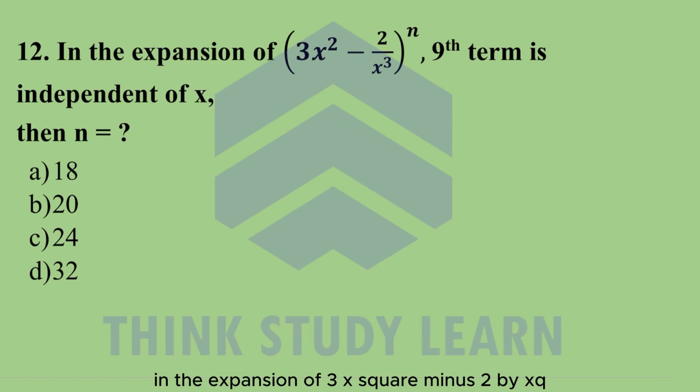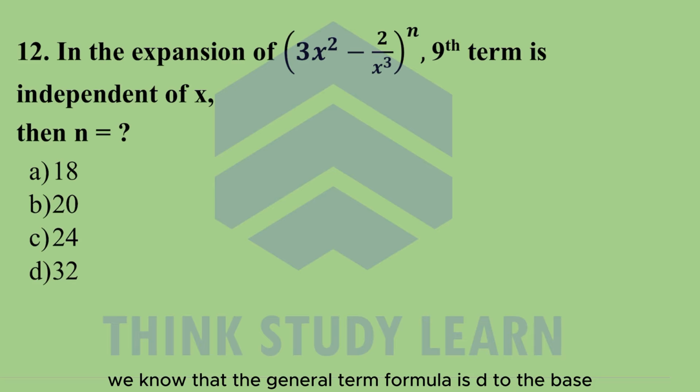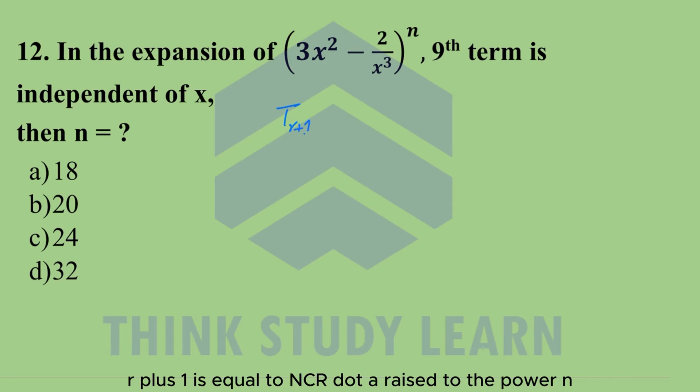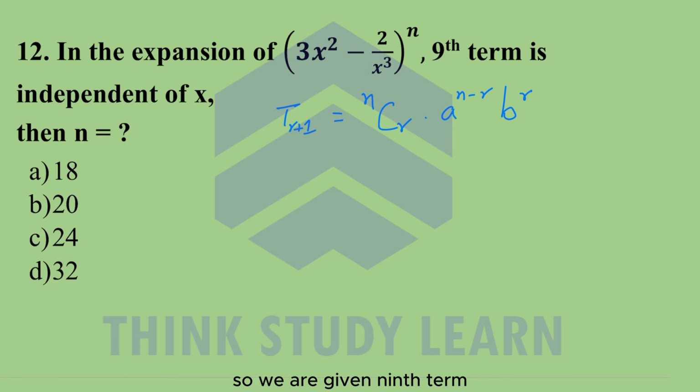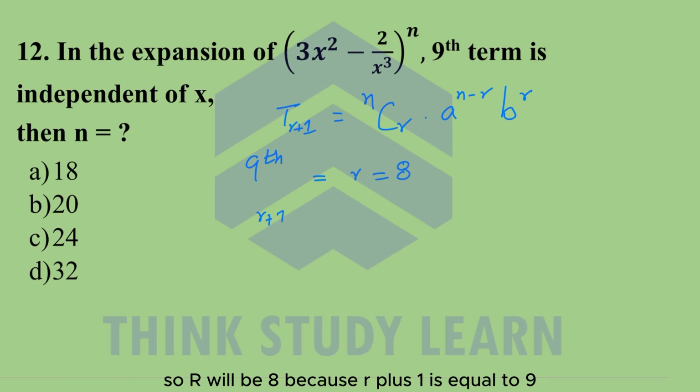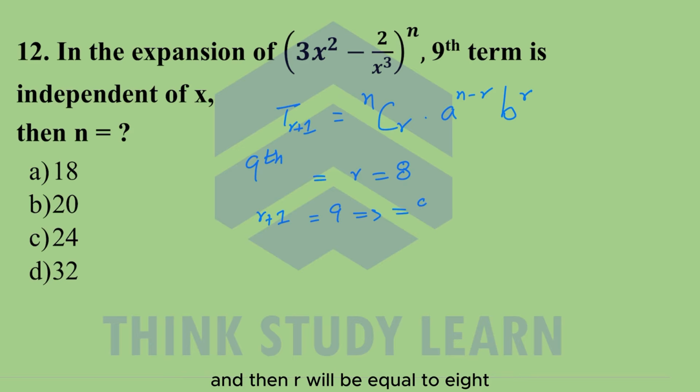In the expansion of (3x squared minus 2 by x cubed) raised to the power n, the 9th term is independent of x, and we have to find the value of n. We know that the general term formula is T(r plus 1) equals nCr times a raised to the power (n minus r) times b raised to the power r. We are given the 9th term, so r plus 1 is equal to 9, and then r will be equal to 8.